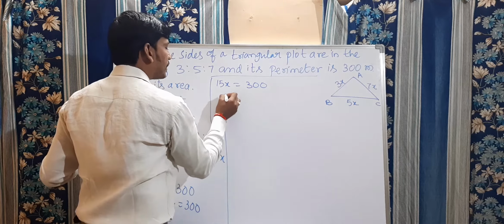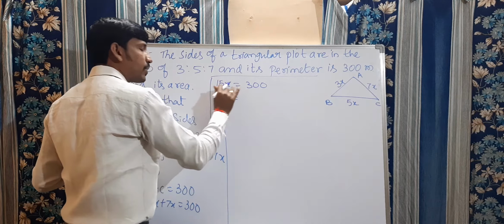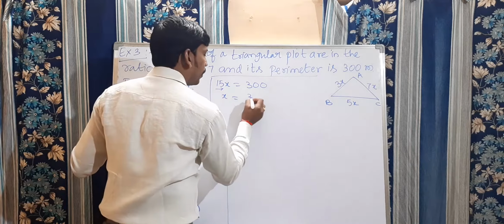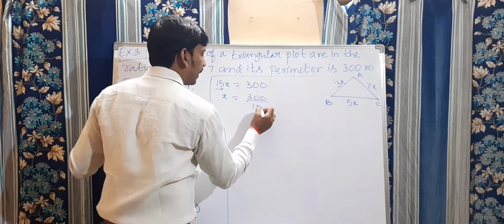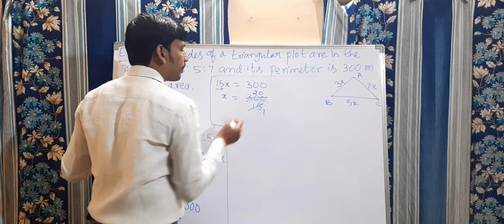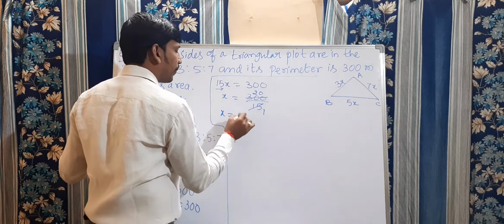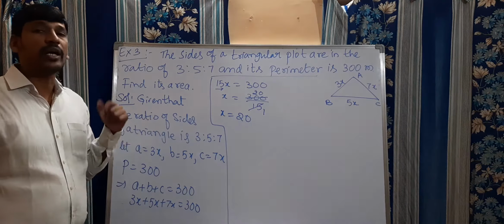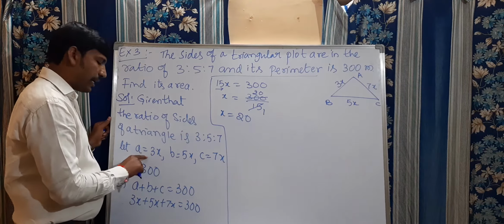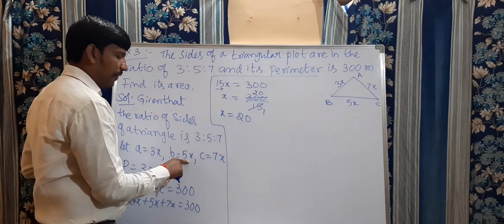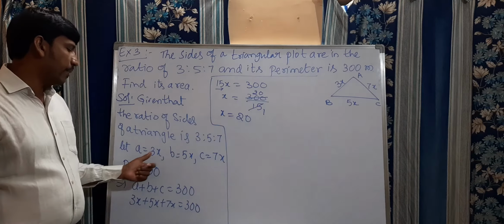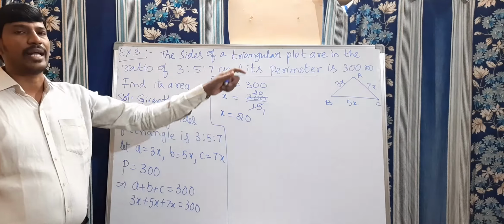Then x is nothing but, this 15 will transpose to the right hand side and it will become division. Now 300 divided by 15. 15 ones are 15, 15 twenties are 300. Clear? So therefore x is equal to 20 we got. We got x as 20, but we need to find out the a, b, c values. Actually, we took a equal to 3x, b equal to 5x, c equal to 7x. So that x value you have to substitute in a, b, c. You will get the sides of the triangle.